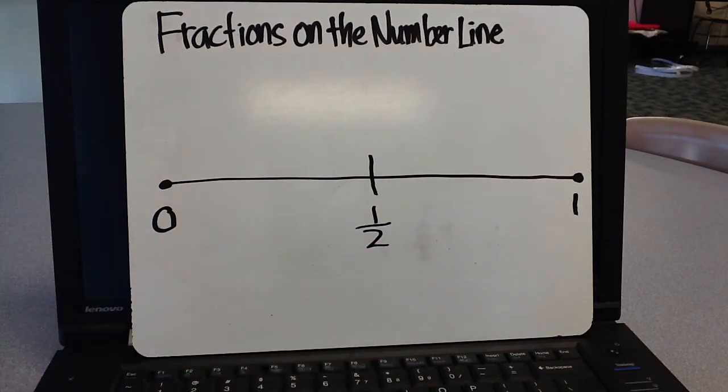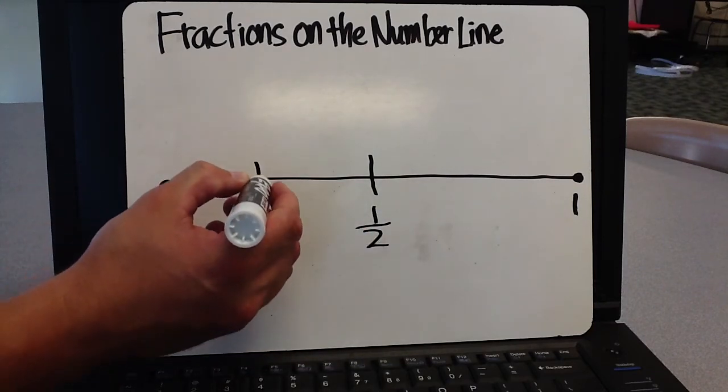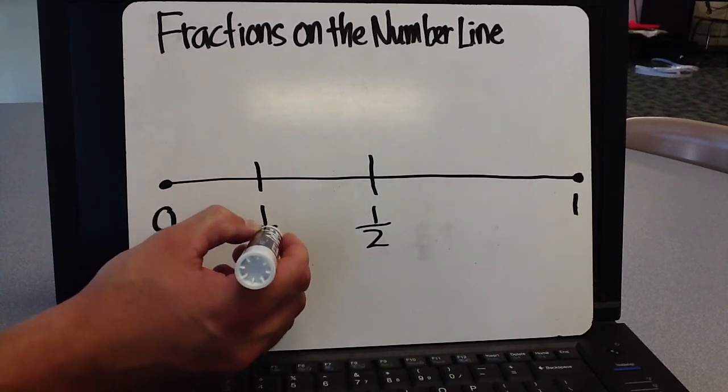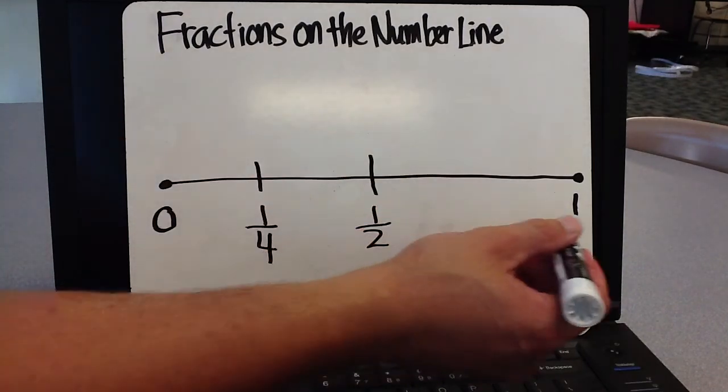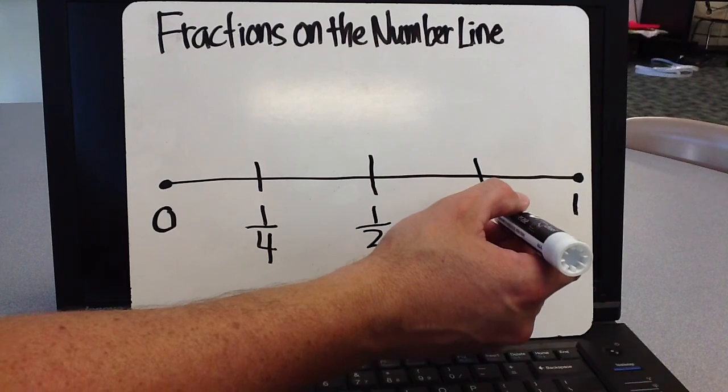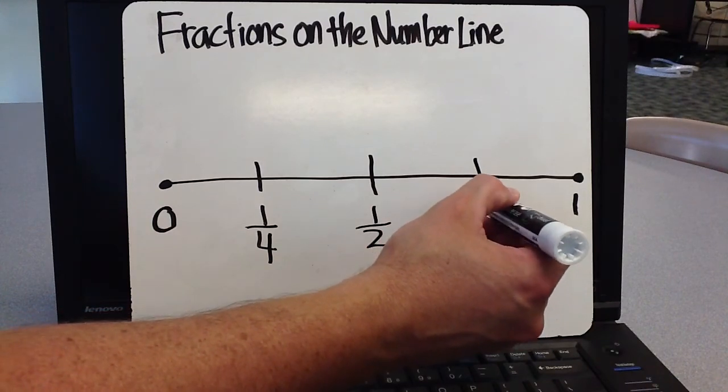Okay? And then here between 0 and 1/2 would be 1/4. And between 1/2 and 1 would be 3/4.